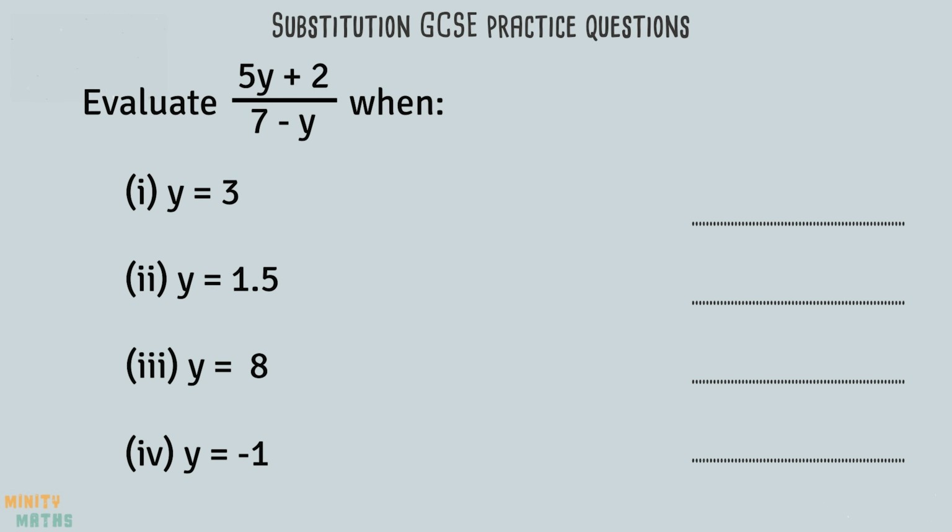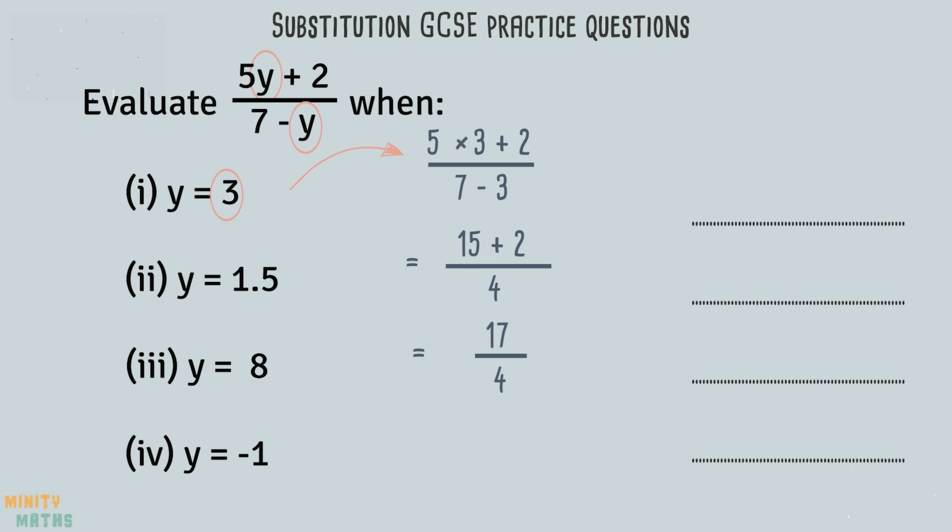This final example is similar to the first question, except this expression is a little more complex as there are 2 instances of the variable y. For the first part of the question, replace the y variables with the number 3. We can then simplify the expression until we are left with the answer. We can repeat this process for the other 3 parts of the question.